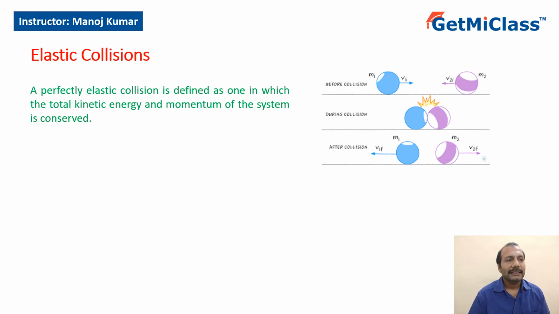Now let's look into elastic collision. A perfectly elastic collision is defined as one in which the total kinetic energy and momentum of the system are conserved. Momentum is anyhow conserved because the interaction between the particles is too short for the external forces to come into the picture. So only internal forces are coming into the picture, and hence the momentum is conserved. For kinetic energy, there is no loss of energy. If there is no loss of energy, why do we call it elastic collision? Like we were discussing in the previous slide, two bodies come in contact, they undergo deformation in shape, and if they totally regain their shape, that is called elastic collision, right?